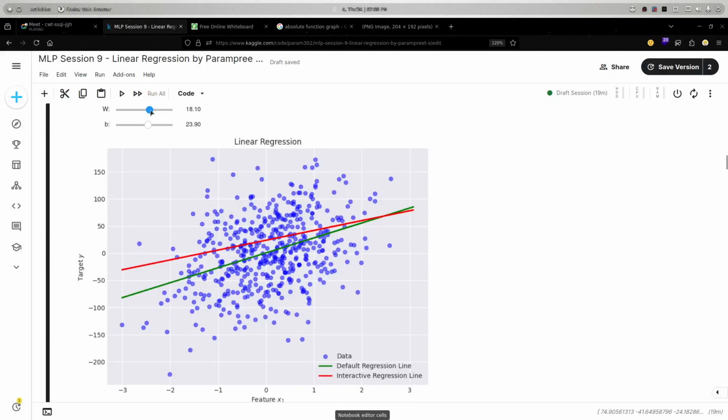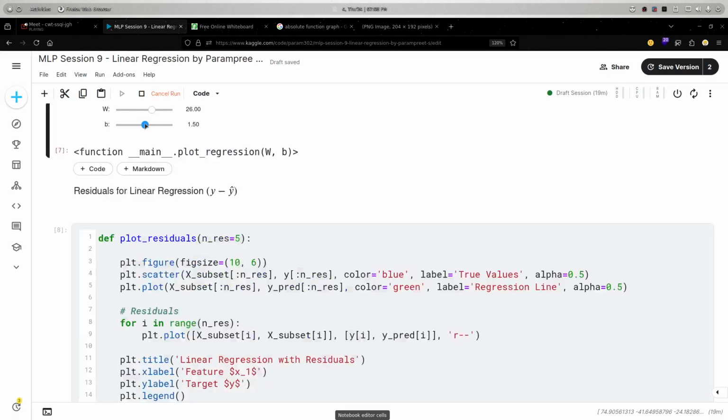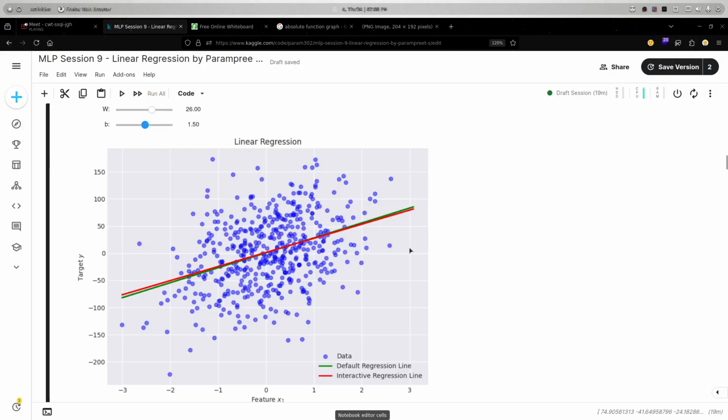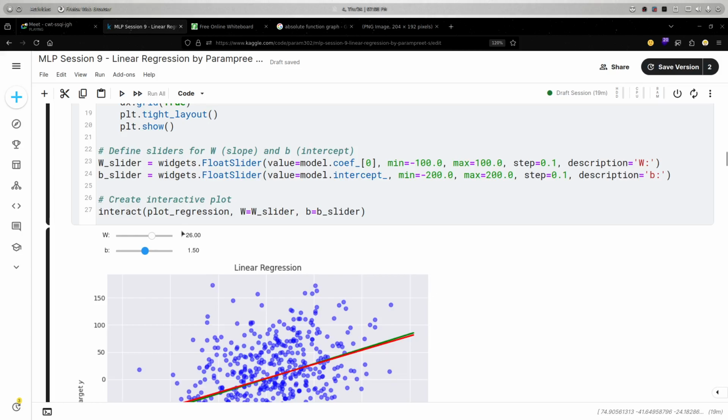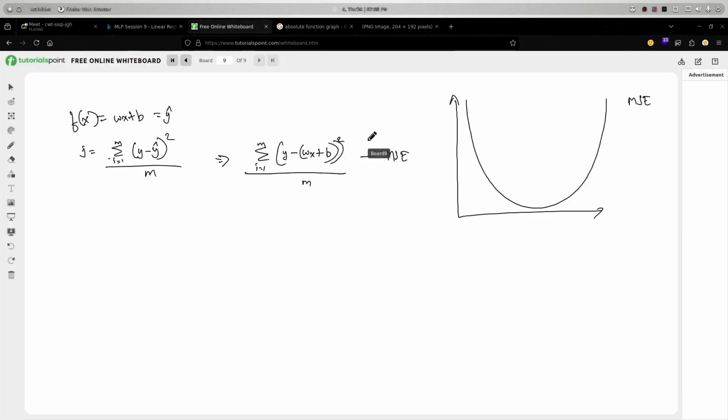If I tweak it a little more, now you can see this red line is very much closer to the green line. Also for the b, if I reduce it a little, now you can see it is almost similar to the green line, right? So this we have to optimize. Basically, in linear regression, we have to optimize w and b. W is the weights, or the slope. We have to optimize the slope values and the bias.